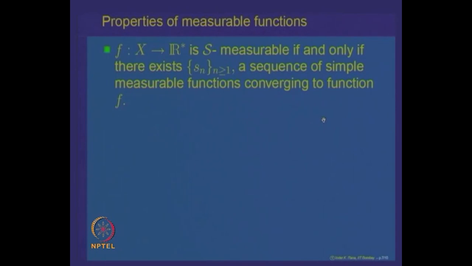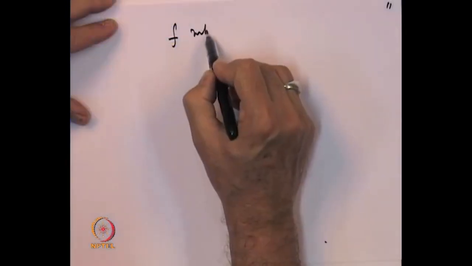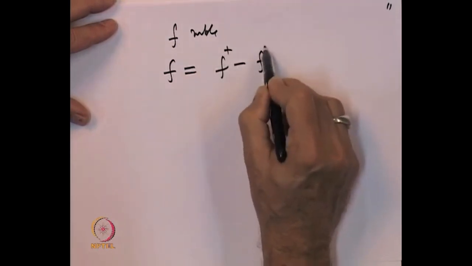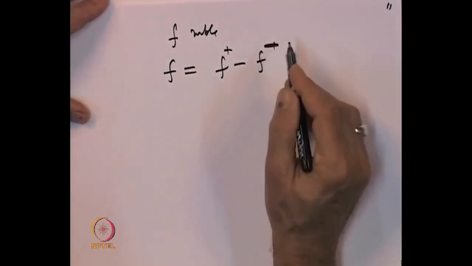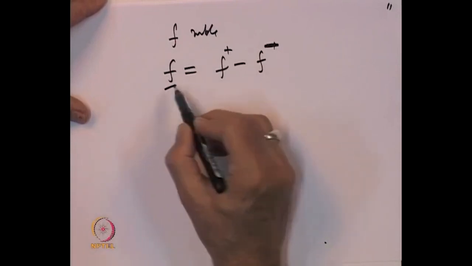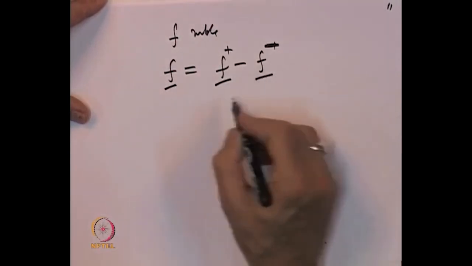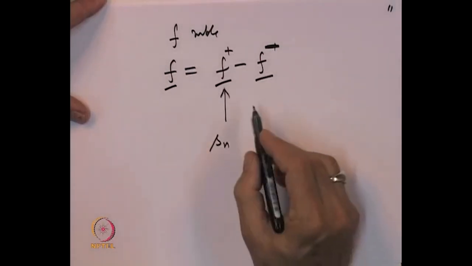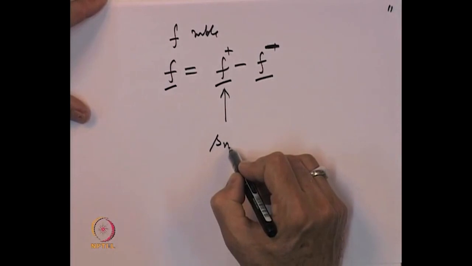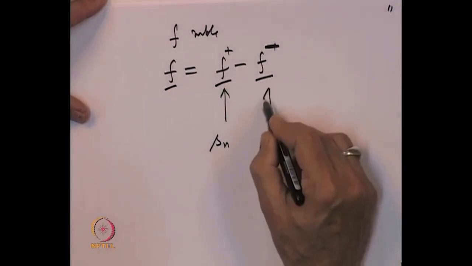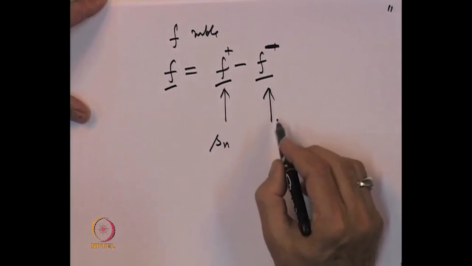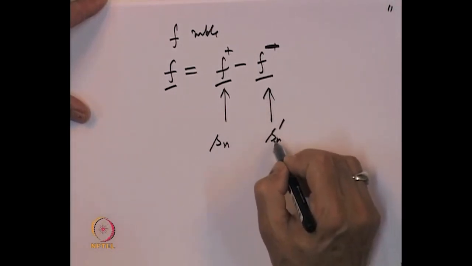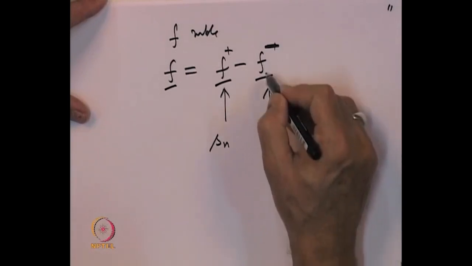So, what we are saying is, if f is measurable, then I can write f is equal to f plus minus f minus, and we just now observed f measurable implies both of them are measurable, and for f plus there is a sequence S n of simple measurable non-negative functions increasing to it. There is another sequence, call it S n dash, which is again non-negative simple measurable functions increasing to f minus.